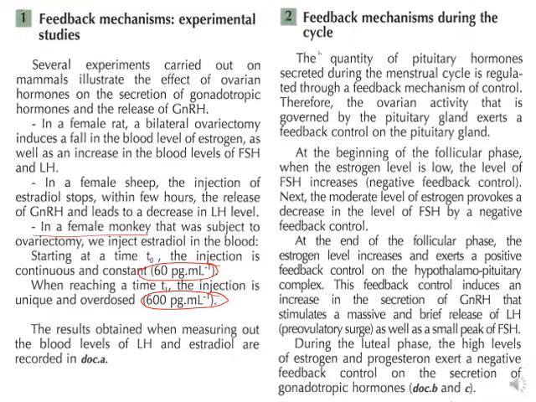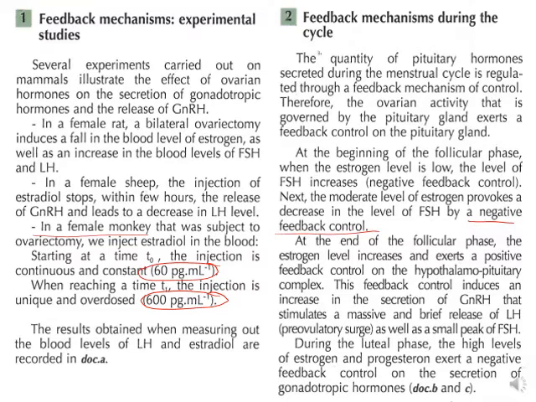Feedback mechanisms during the cycle. The quantity of pituitary hormones secreted during the menstrual cycle is regulated through a feedback mechanism of control. Therefore, you have to know that the ovarian activity is governed by the pituitary gland, and the ovary will exert activity on the pituitary gland. At the beginning of the follicular phase, when the estrogen level is low, the level of FSH increases. So when one is low, the other one will increase. It's called a negative feedback. Next, the moderate level of estrogen provokes a decrease in the level of FSH. So with a moderate level, it decreases. So one of them increases, and as it decreases, it's called a negative feedback control.